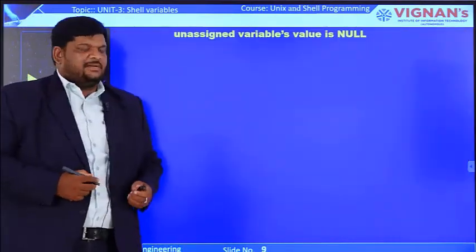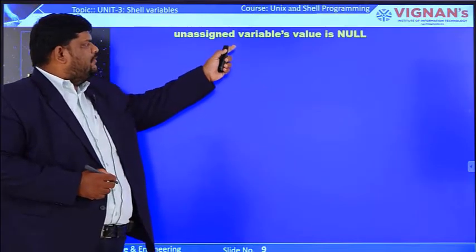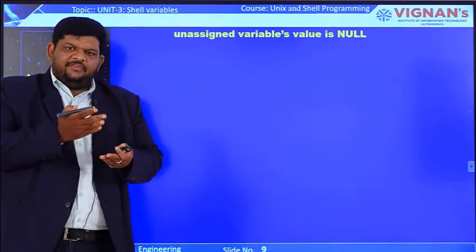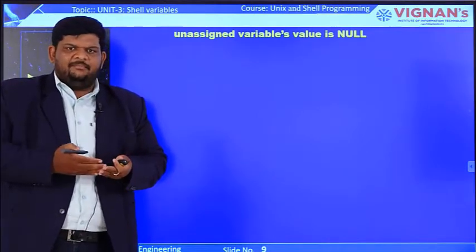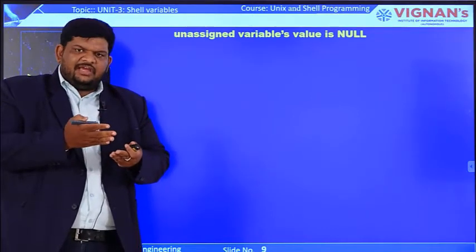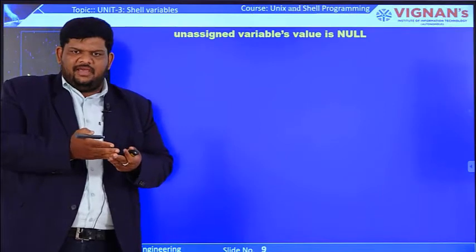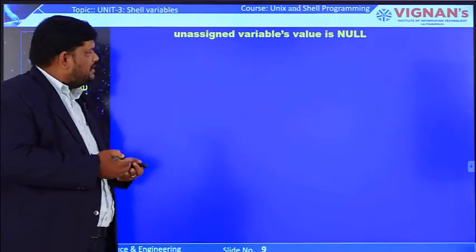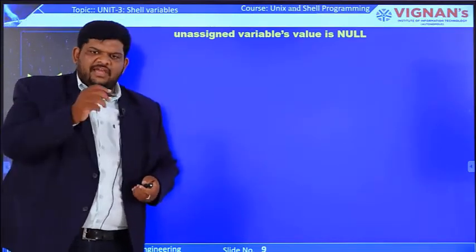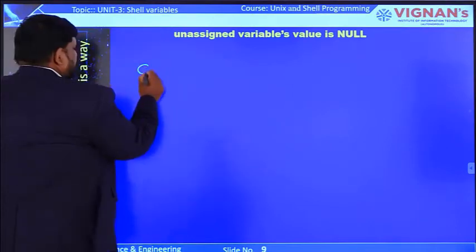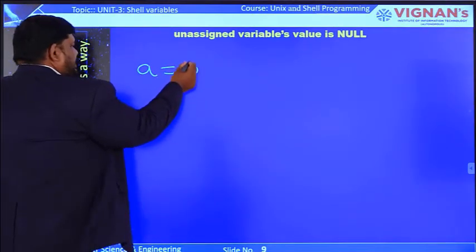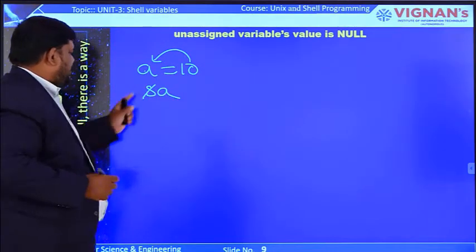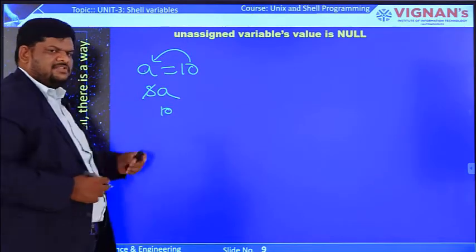Now consider another example: an unassigned variable's value is null. That means if you assign a value to a variable and then access that variable, that value will come. For example, a is equal to 10. Here we are assigning the value 10 to the variable a. If we access it like this, $a, the answer is 10. So there is no problem here.